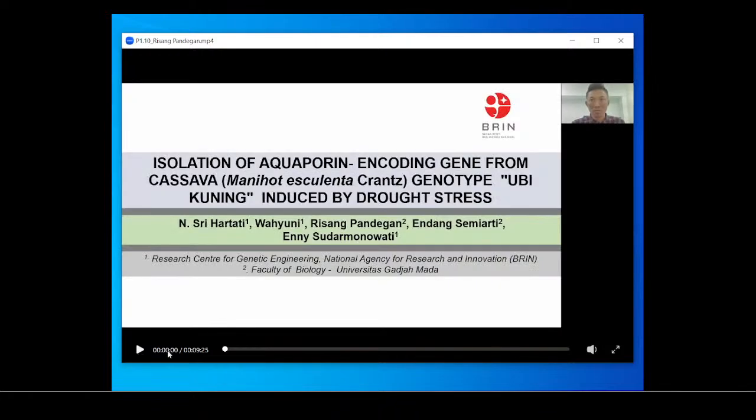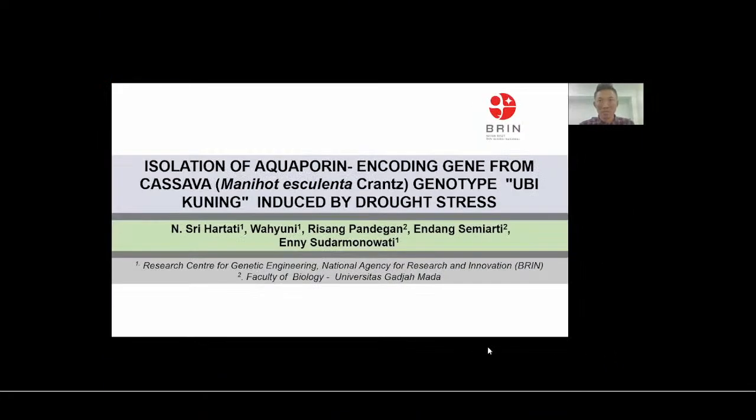The title is Isolation of Aquaporin Encoding Gene from Cassava Manihot esculenta Crantz, Genotype Ubi Kuning, Induced by Drought Stress. So let's enjoy.